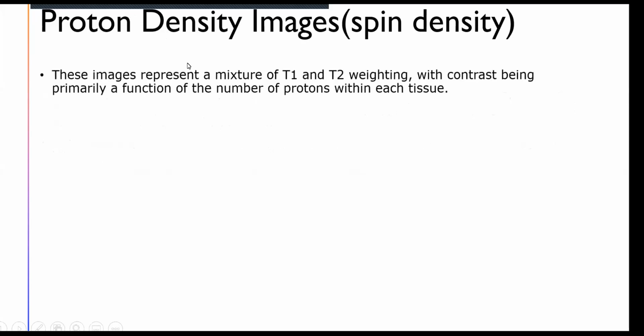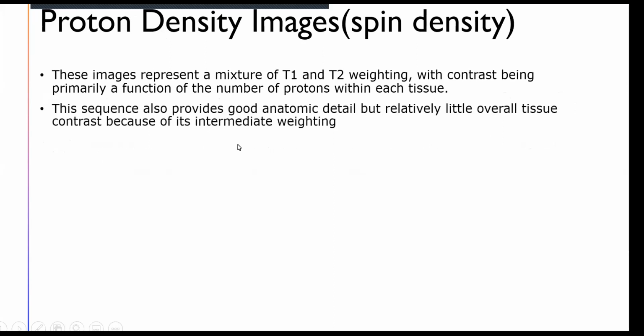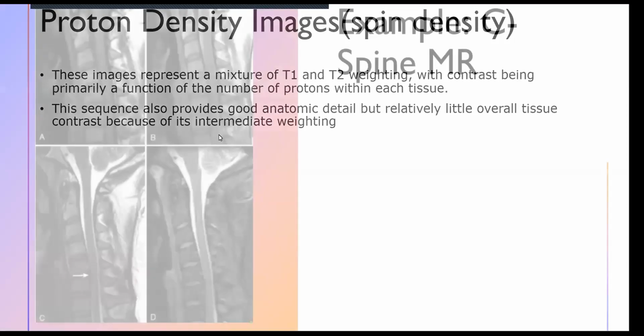Now, proton density images, or spin density. These images represent a mixture between T1 and T2 weighting, with contrast being primarily a function of the number of protons in each tissue. This sequence also provides good anatomic detail, but relatively little overall tissue contrast because of its intermediate weighting.